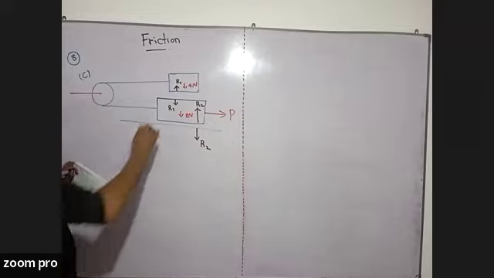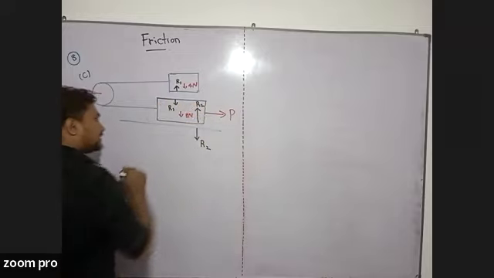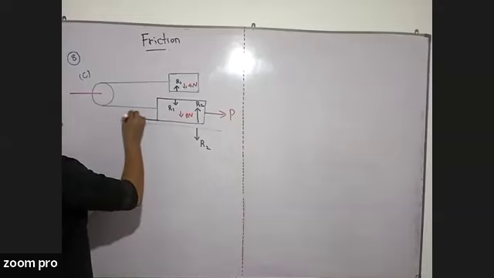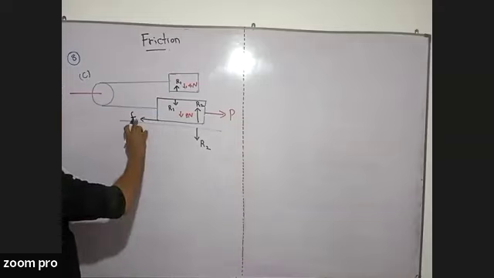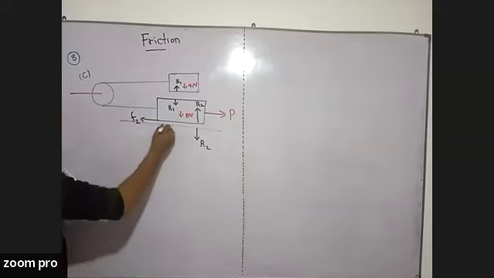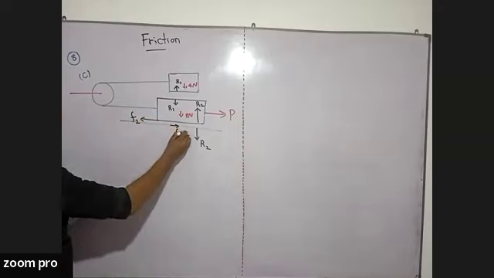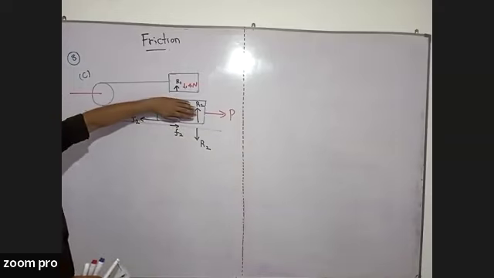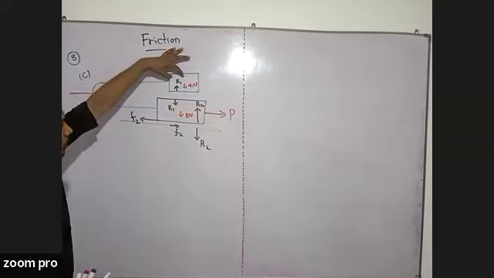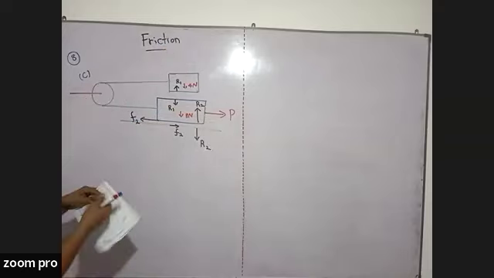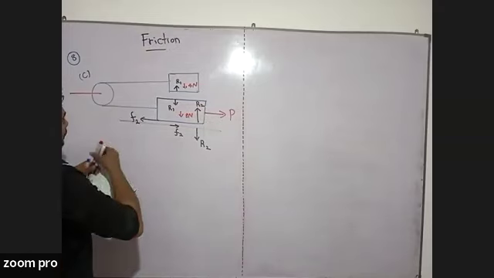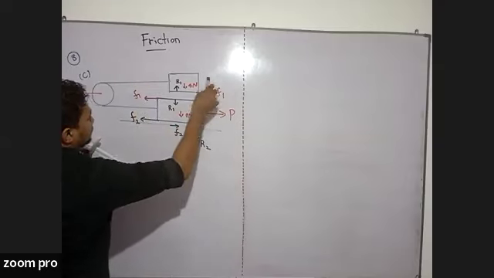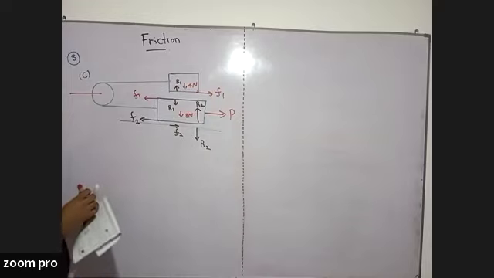Now, this B object tends to move in the right direction. Hence, the surface exerts a friction force on the B object. Let's call it F2. And the same force should be exerted on the surface too, but we can neglect this force. And when this object tends to move right, the A object also exerts a resistive force towards the left side, right? So this should be marked as F1, and F1 also should be marked on the A object too, right?